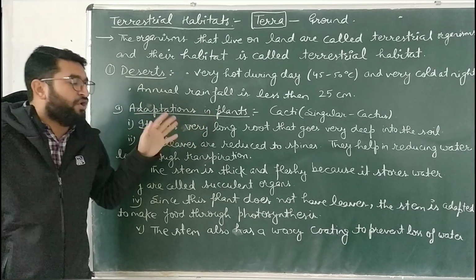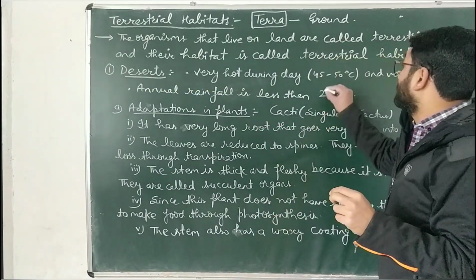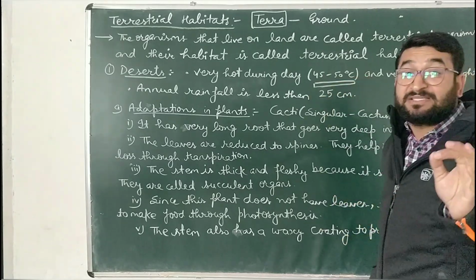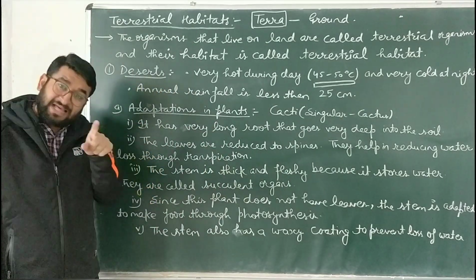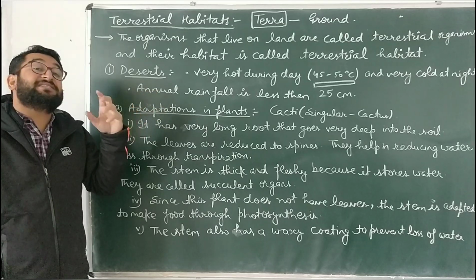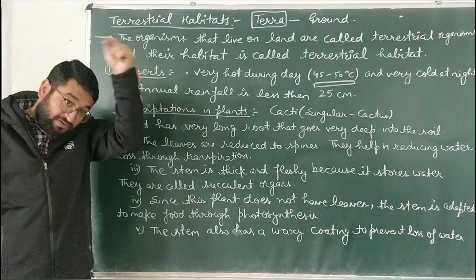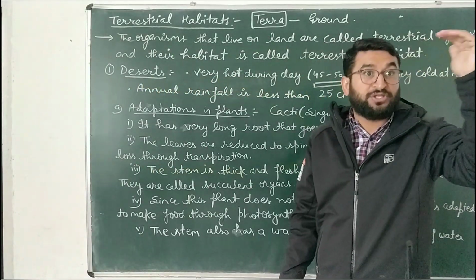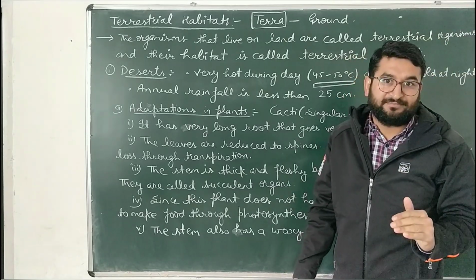Deserts are very hot during the day. The temperature may exceed 45 to 50 degrees. 45 से 50 डिग्री सेल्सियस तक टेम्परेचर हो सकता है बच्चे, जो बहुत ज्यादा गर्म है. And very cold during night. Why? Because sand quickly gets hot and that much quickly gets cold. जितनी जल्दी सैंड, रेत जो है वो गर्म होती है, उतनी ही जल्दी टेम्परेचर फॉल भी हो जाता है.